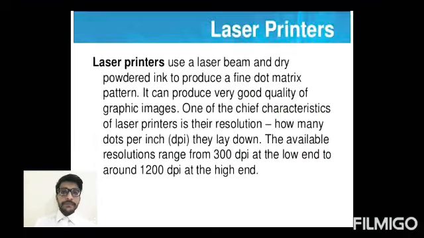Laser printer. A laser printer uses laser beams and powdered toner to produce a fine dot matrix pattern. It can produce very good quality images. One of the chief characteristics of a laser printer is its resolution, how many dots per inch, or DPI, it can print. The available resolution ranges from 300 dpi at the low end to around 1200 dpi at the high end.